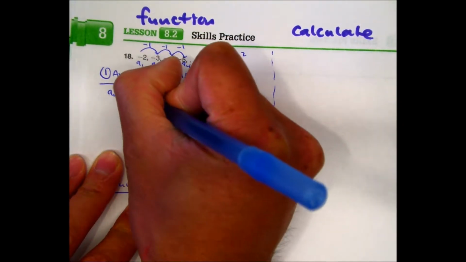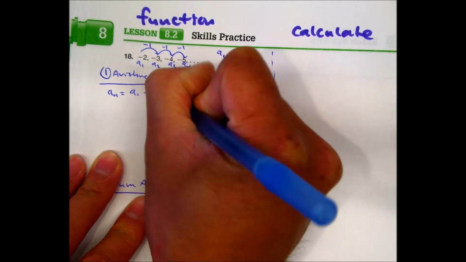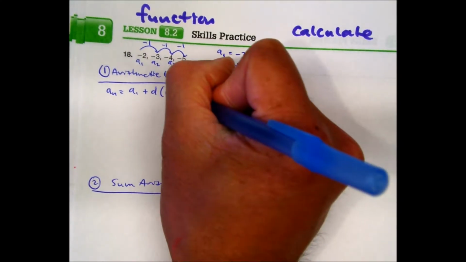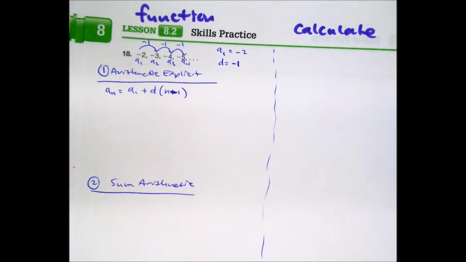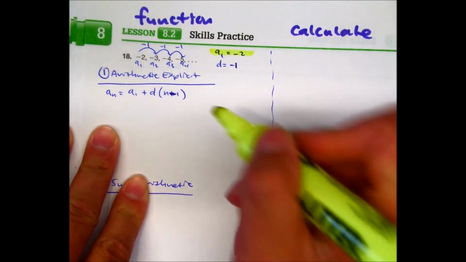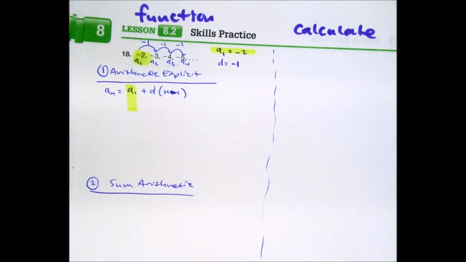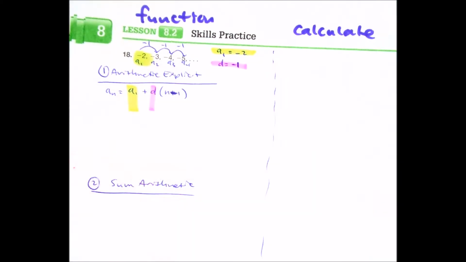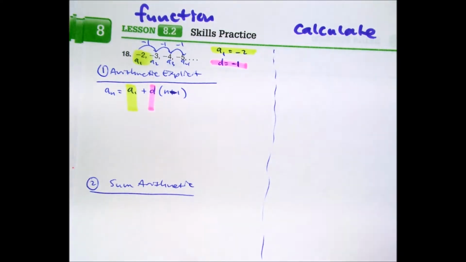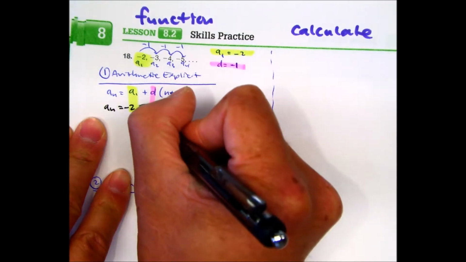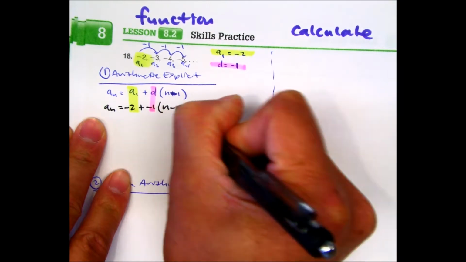Now if you look at our arithmetic explicit, you should have written down this formula. AN equals A1 plus D times N plus 1. Whoops. What's my mistake? Minus 1. Good job. And what we're going to do here is just solve the problem in terms of N. So our A1 value, which we got from right here, and our D value, so I get AN equals -2 plus a -1 times N minus 1.